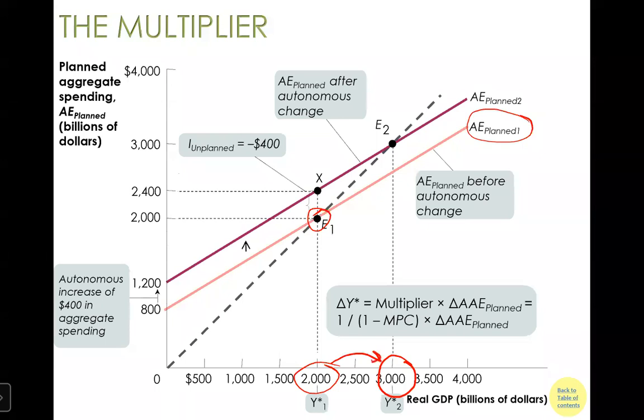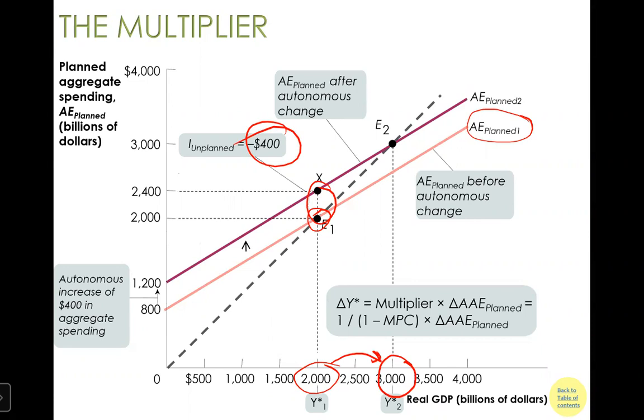So again, just highlight the numbers. This increased by 400, but here it increased by 1,000. So clearly there's a multiplier. Actually, I already gave you the hint. What is a multiplier? Consumption increased by 400, but the GDP increased by 1,000. So this is exactly because of the multiplier.